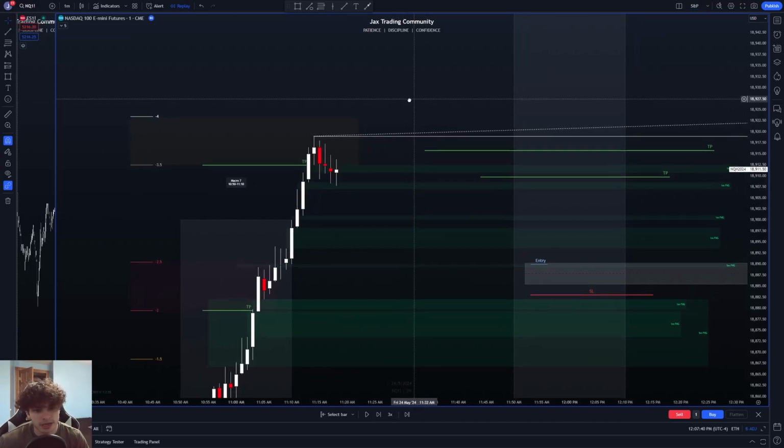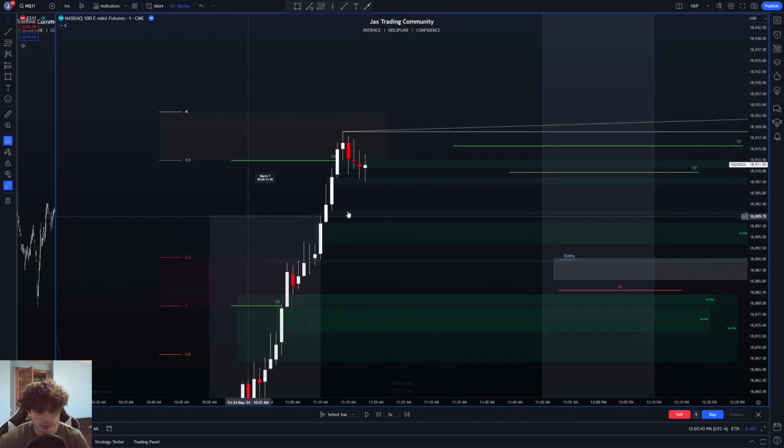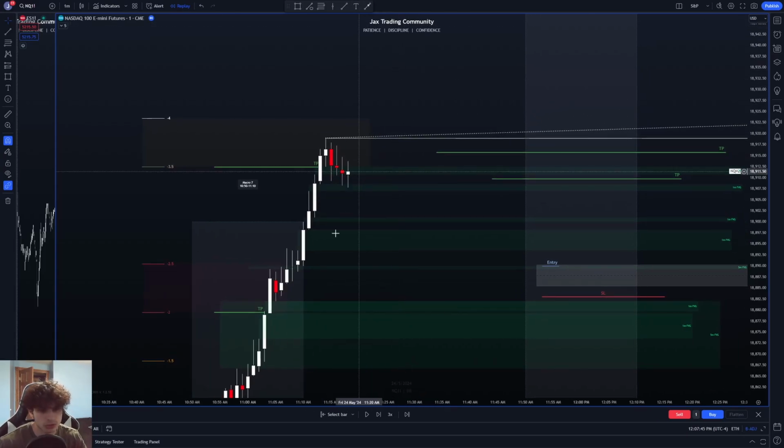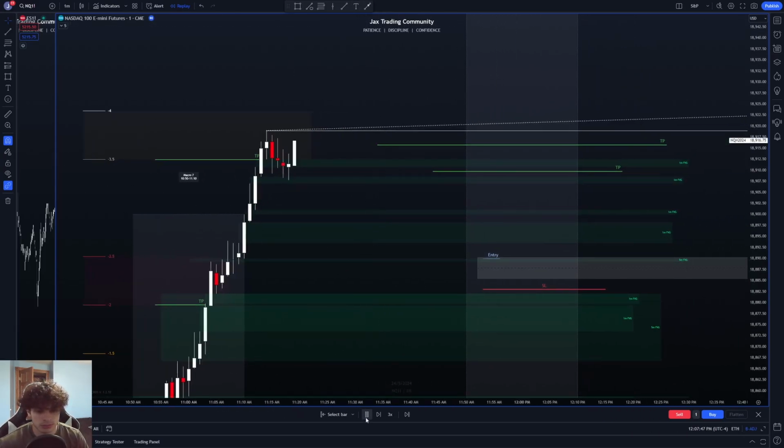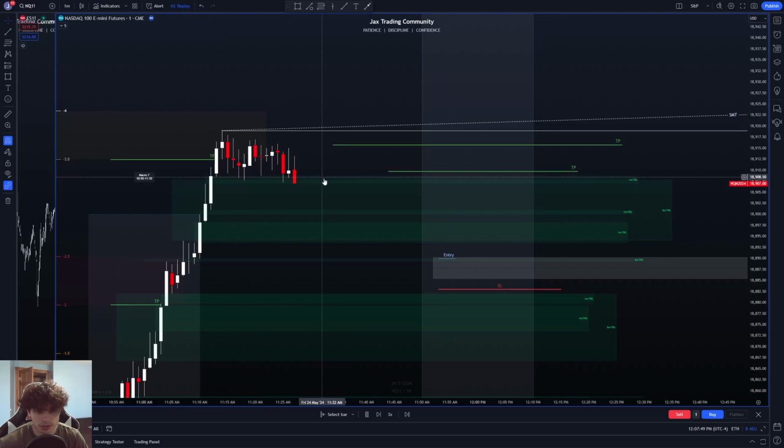All right, so now that we have tapped this 3.5 to 4 area, I would expect to see some sort of reversal. So let's see what action does now. Sort of consolidating up here.